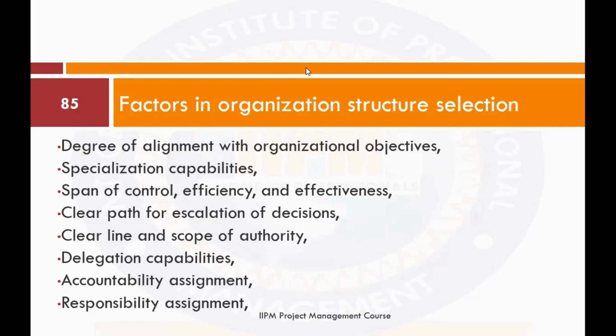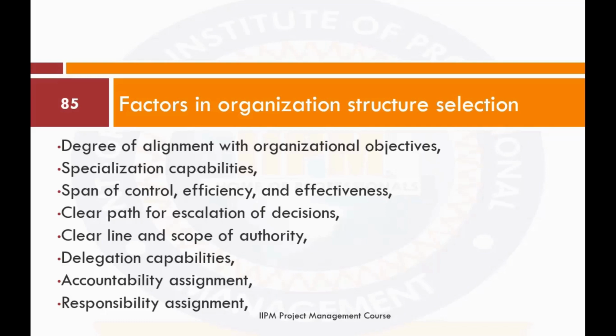Now, factors that determine organizational structure selection. You look at the degree of alignment of that particular structure with organizational objectives, and specialization capabilities. In some organizations, they have professional and non-professional departments. So if that is the case, you also look at specialization capabilities. They have span of control, efficiency and effectiveness, and a clear path for escalation of decisions.